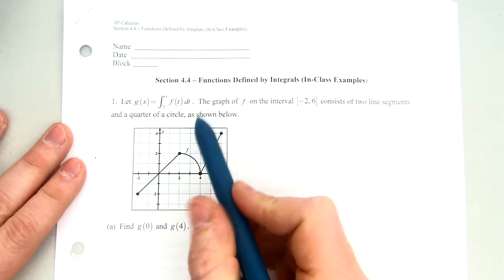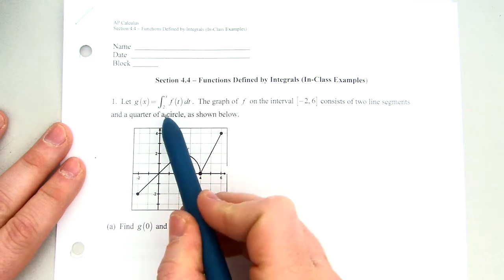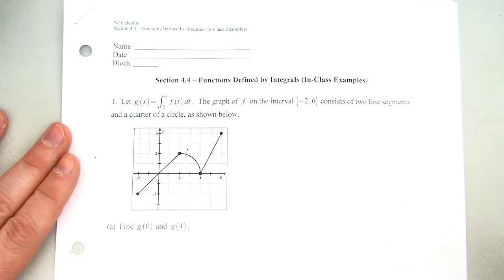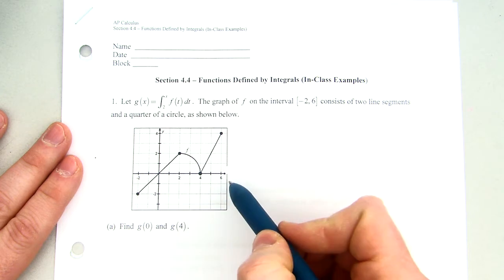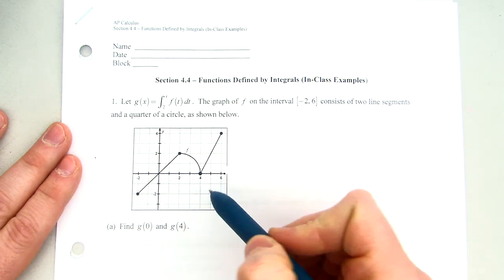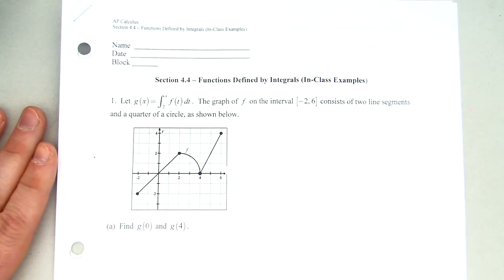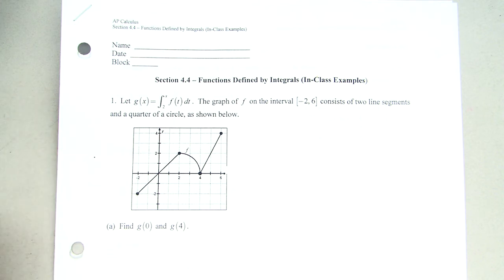G of x is the function defined by an integral, the integral from 2 to x of f of t dt. I've got that graph over there, 2 line segments and a quarter of a circle and all that stuff. I want you to find g of 0 and g of 4. And I think you can probably go and deal with those right now on your own. This is how we started our functions defined by integrals thing the day before break.